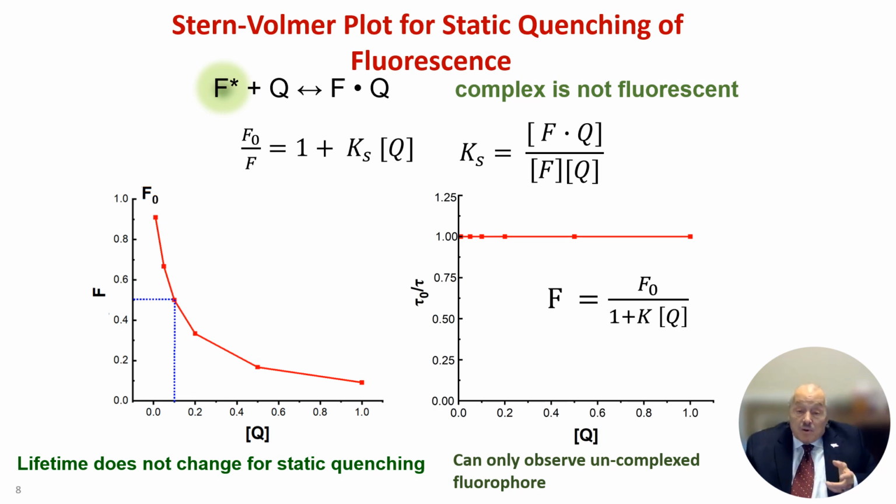And that's because when you have static quenching, some of the fluorophore is tied up, being bound to the quencher. The quencher complex is non-fluorescent, and since it's non-fluorescent, you can't observe it. So the only thing you can observe is the free fluorophore in solution, whose intensity goes down, but the lifetime remains exactly the same.